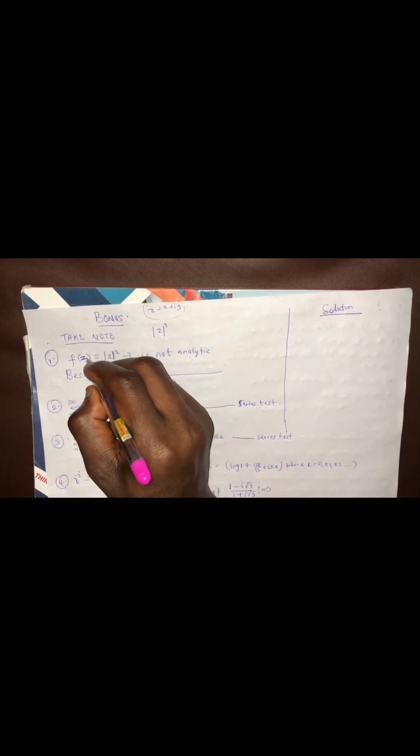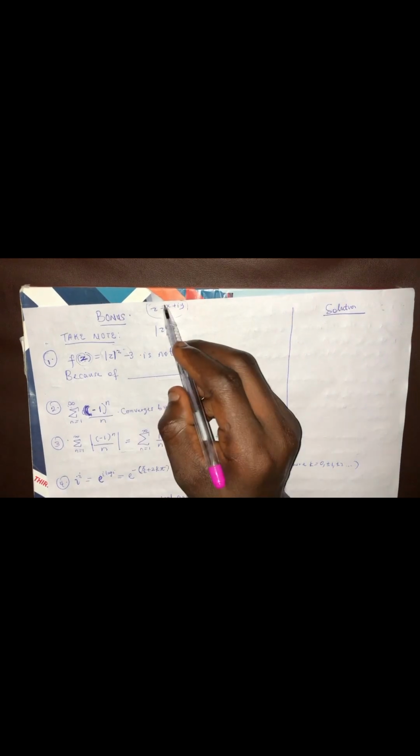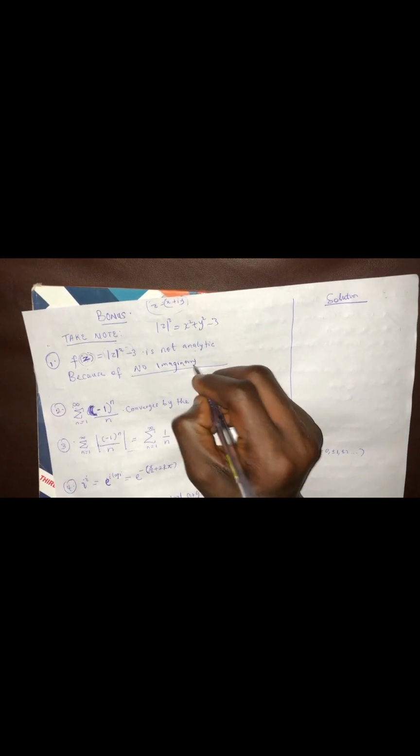So this is an analytic function, and they want us to say that this is this expression, and this thing now has a real part as well as an imaginary part. So if we expand this and we get a real part and an imaginary part, that means it is analytic. Let's see, this is actually x squared plus y squared, then minus 3. Did you see any imaginary part? No, because there's no imaginary part, that's what makes it not analytic.